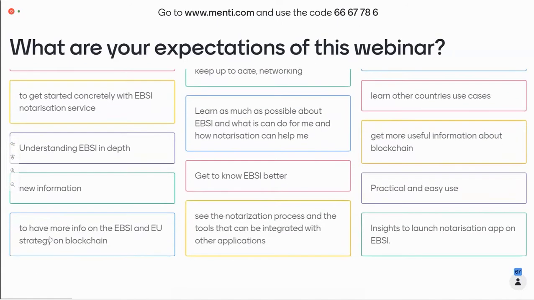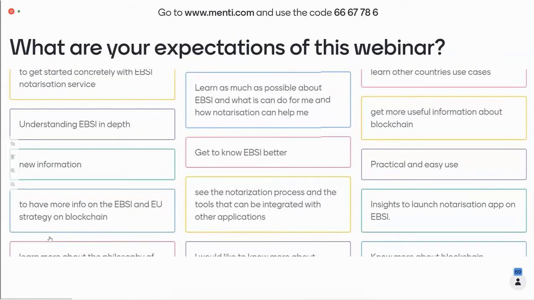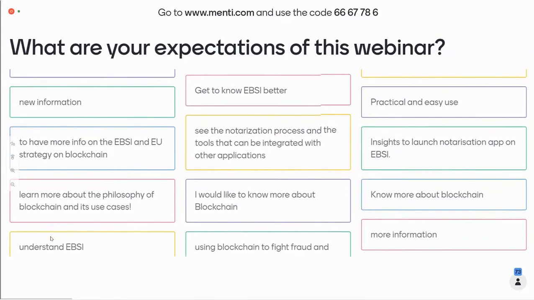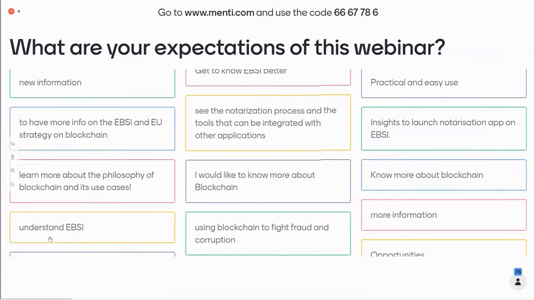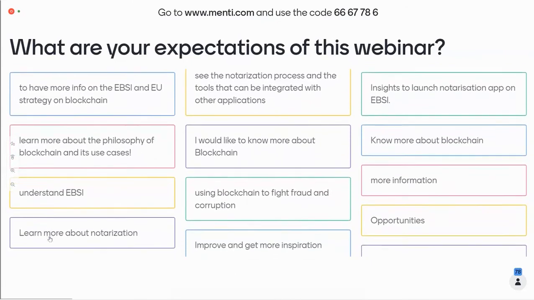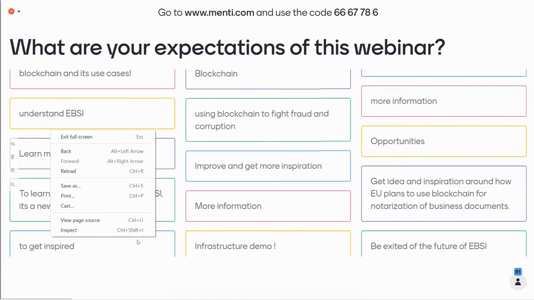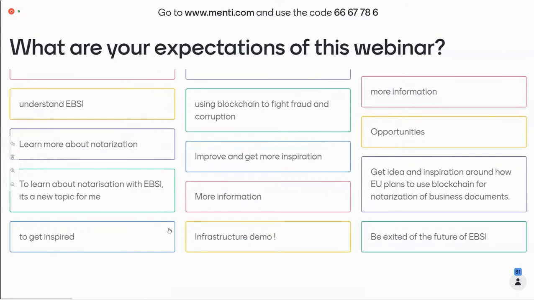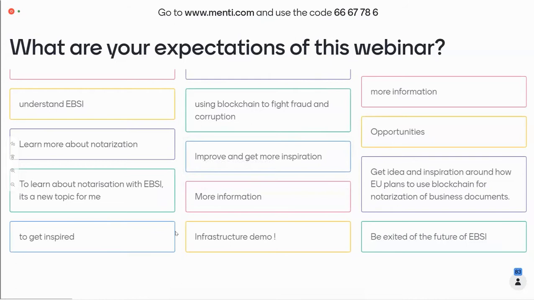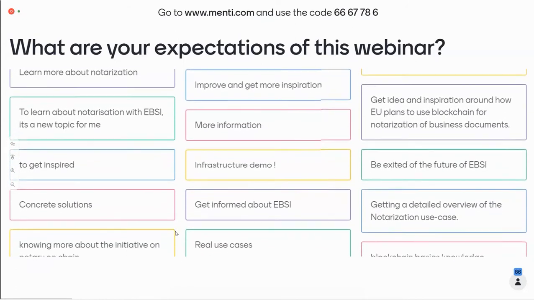I see that people are also trying to understand more what we are doing in the context of using blockchain technology. Very good, because we will have a lot of materials to cover those questions. Yes, indeed. Right. Using blockchain to fight fraud and corruption, perfect. It's actually one of the topics I think we will cover in detail with the presentations.